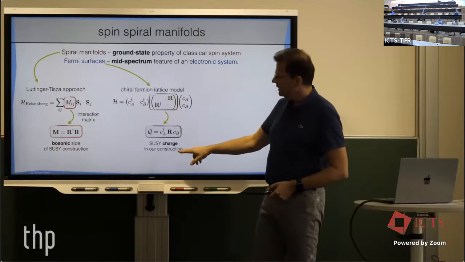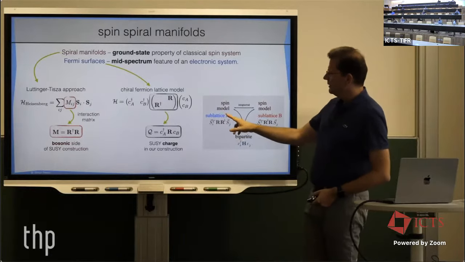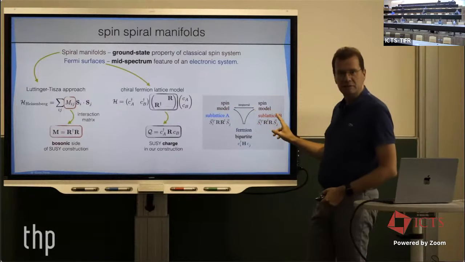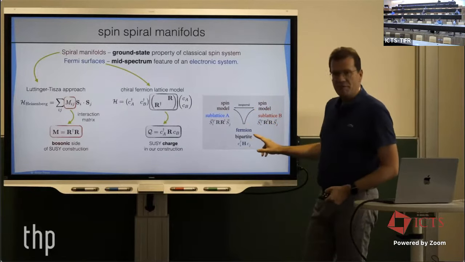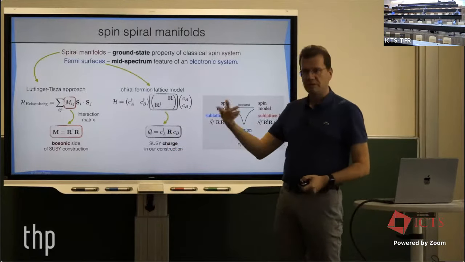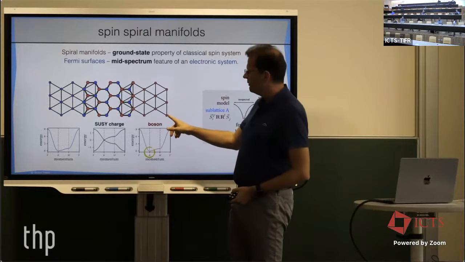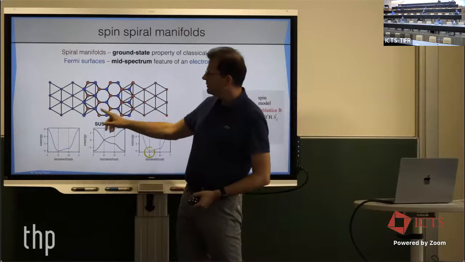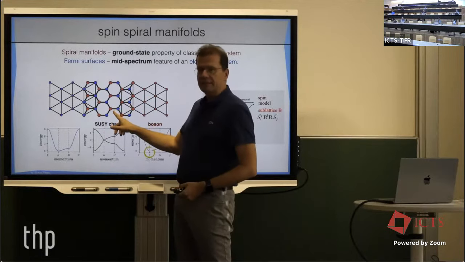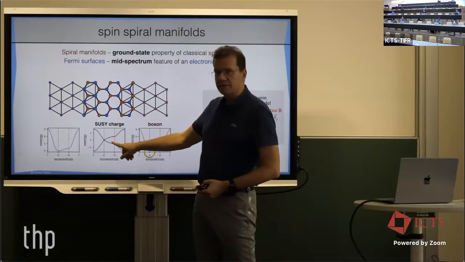So in my correspondence, I will now have a spin model which is isospectral to some other spin model on two sublattices of some lattice, and the fermion model on the bipartite lattice is then the supersymmetric charge. Let me give you this via example. If you go back to the 120 degree order of the Heisenberg antiferromagnet on the triangular lattice, if I take another triangular lattice and combine them as two sublattices into one bipartite lattice, I end up with the honeycomb lattice. And this is now my supersymmetric charge.